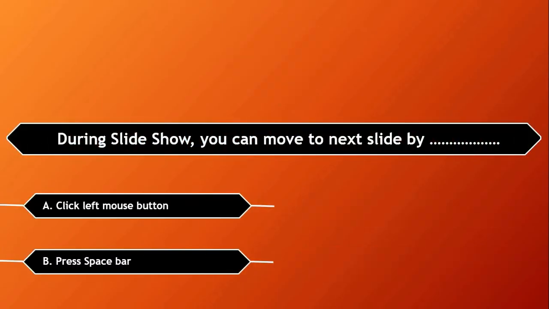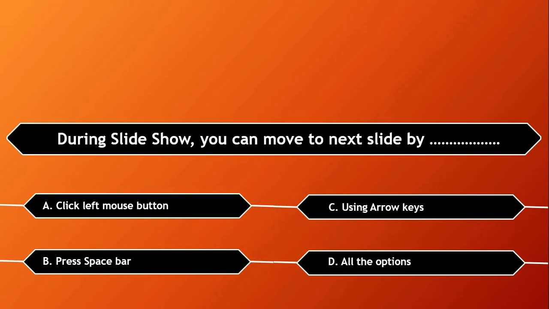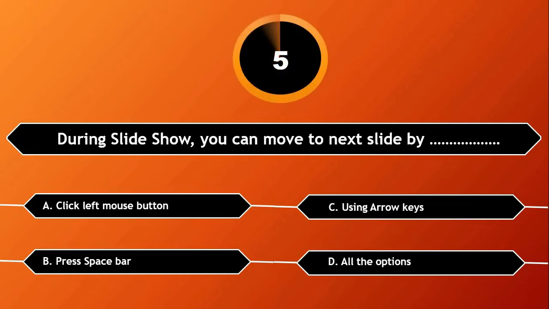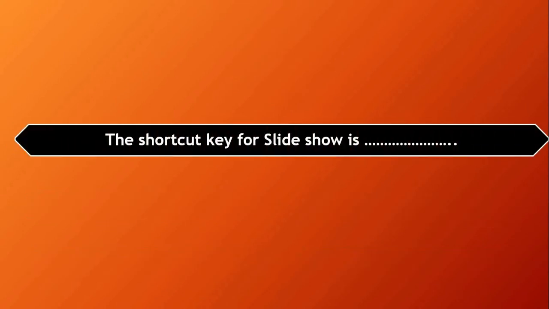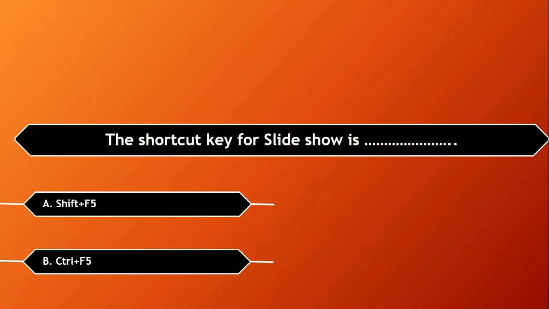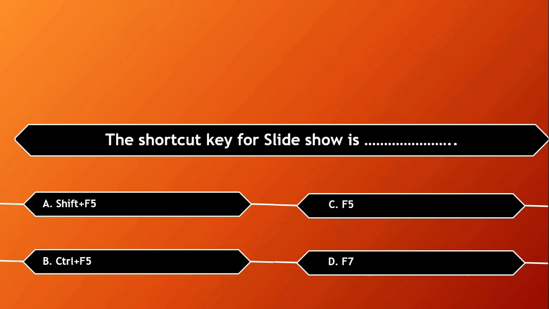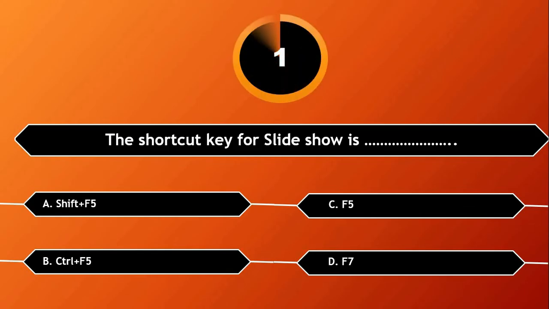During slideshow, you can move to the next slide by clicking the left mouse button, pressing the space bar, using the arrow key, all the options. The right answer is all the options. The shortcut key for slideshow is dash: Shift F5, Control F5, F5, F7. And the answer is F5.